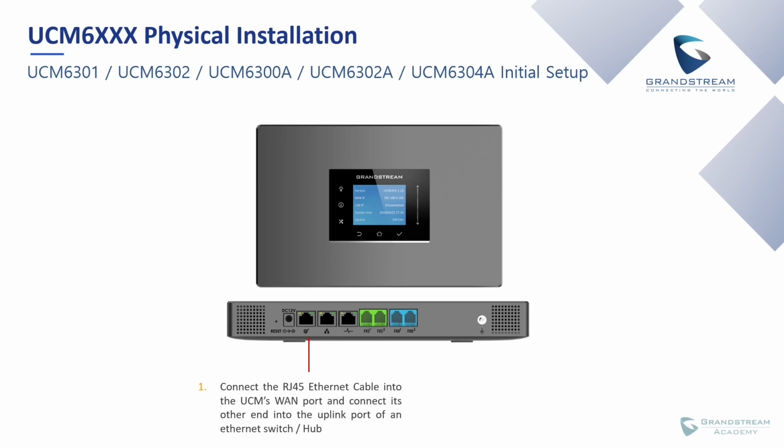And we have the optional connection depending on how the UCM 6301 is being used. You can connect PSTN lines from the wall jack to the FXO ports, as well as connecting analog lines, either phone or fax, to the FXS ports.